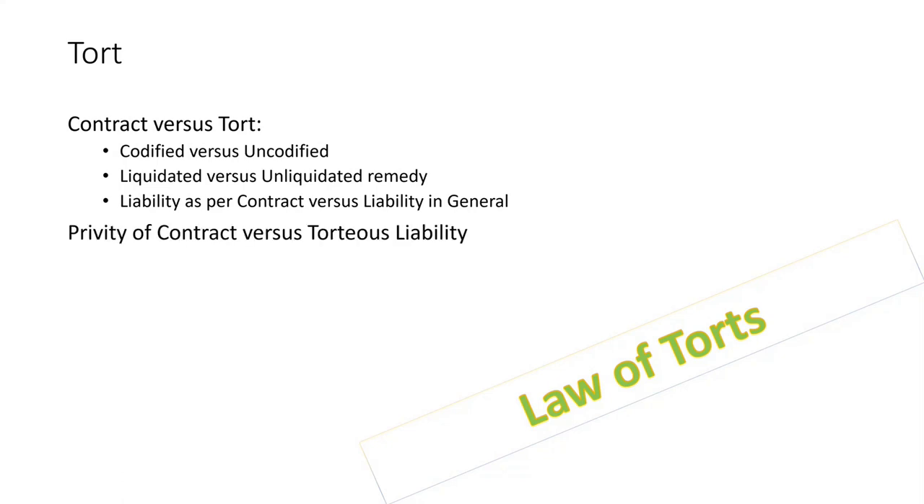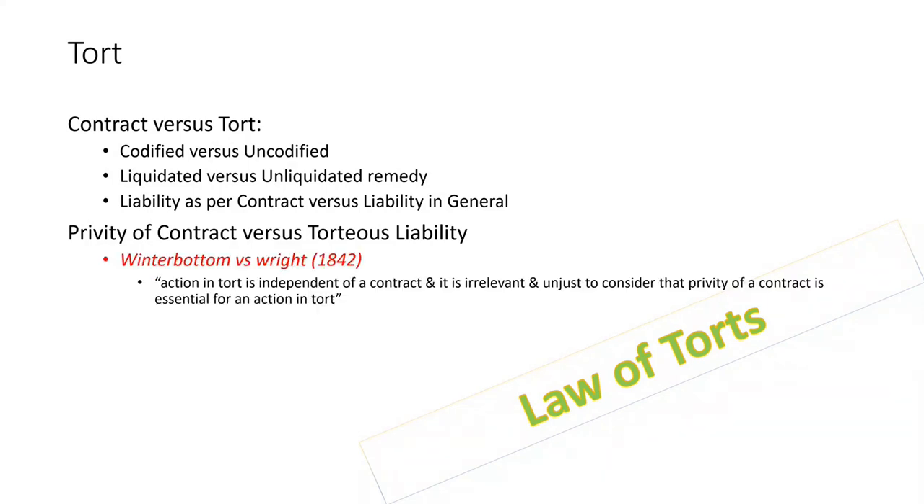Privity of contract versus tortious liability. So now I am giving you two examples. You say what should be the solution. Two cases, and we are from UK jurisdiction. Winterbottom versus Wright. In this case, it was established that action in tort is independent of contract, and it is irrelevant and unjust to consider that privity of contract is essential for an action in tort.